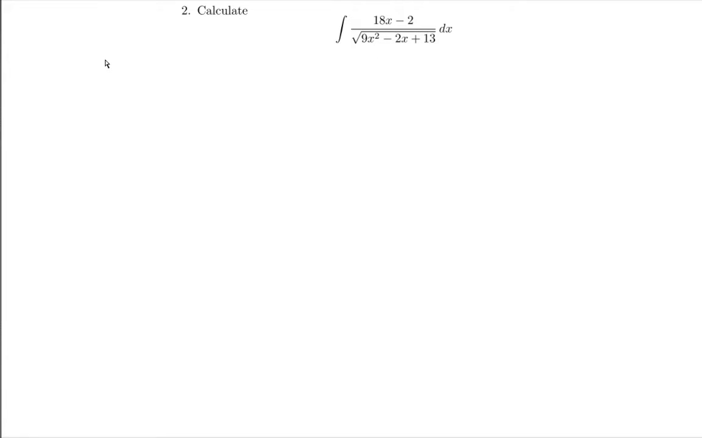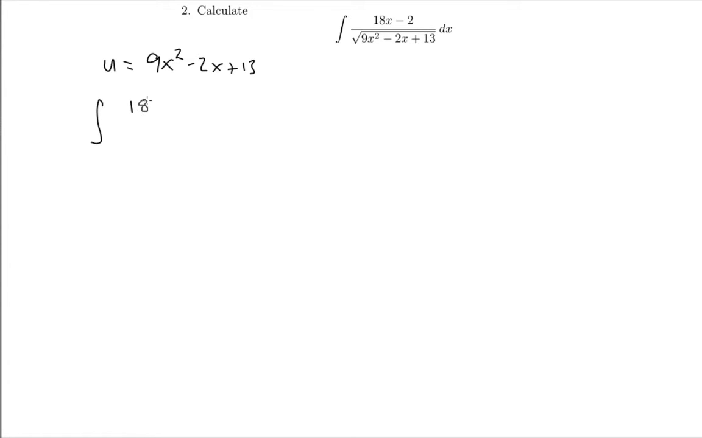For us, what we're going to do is let u equal 9x squared minus 2x plus 13. One hint as to why this might be a good decision is that if we take the derivative of this particular u, we get 18x minus 2, and we have an 18x minus 2 actually in the question. So this is usually a good indication that this is a good choice for u. So let's go ahead and use it.